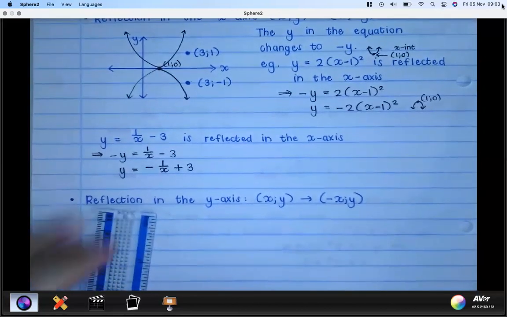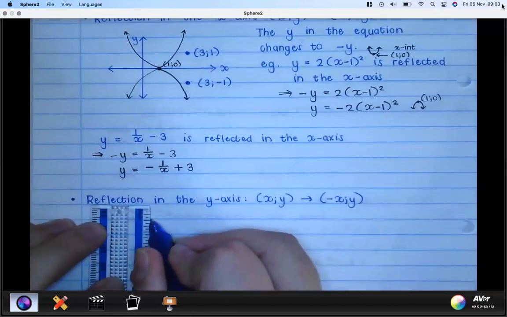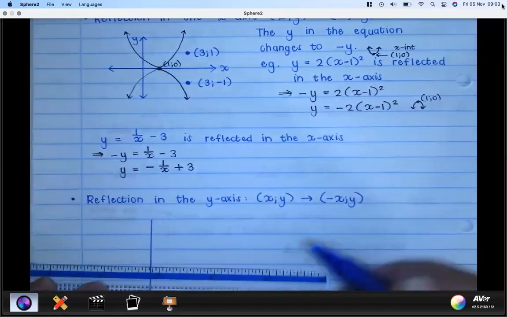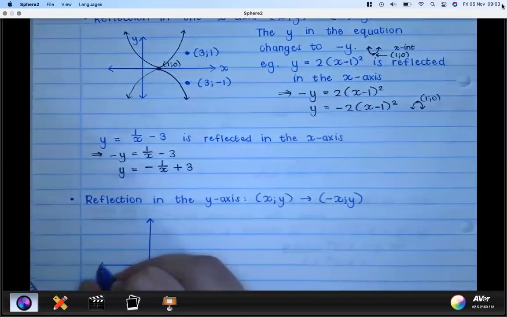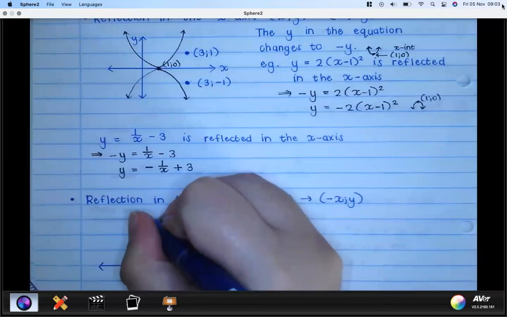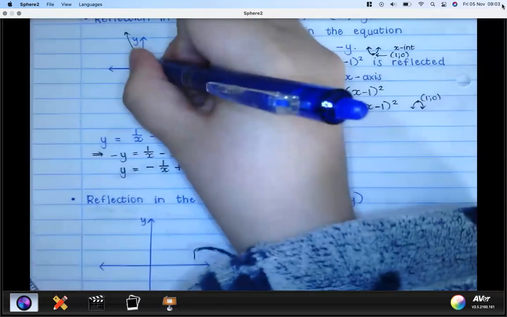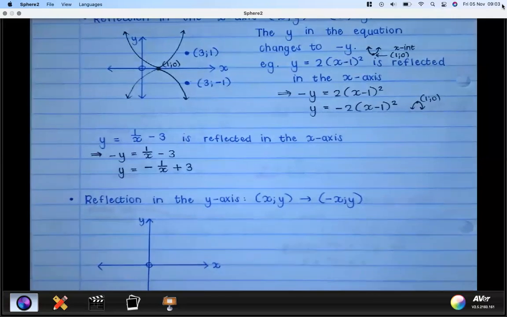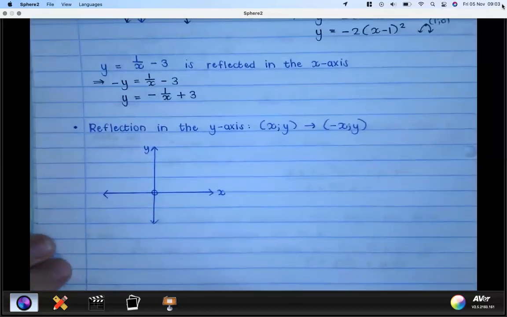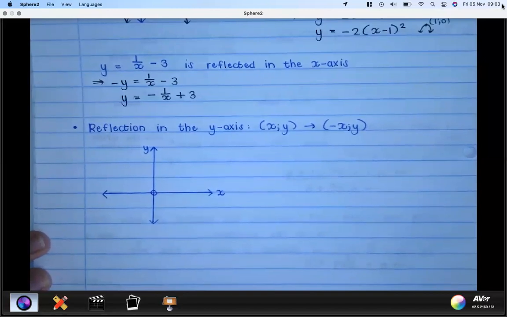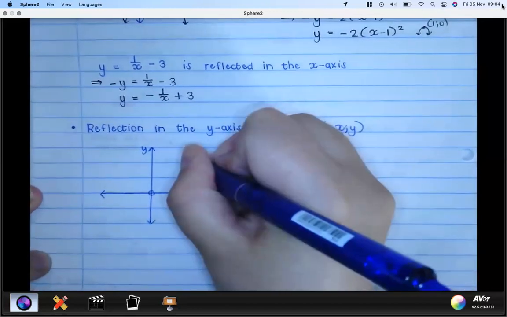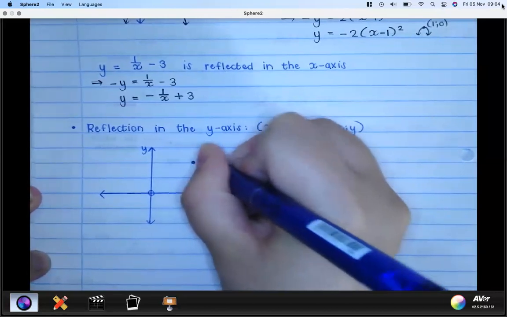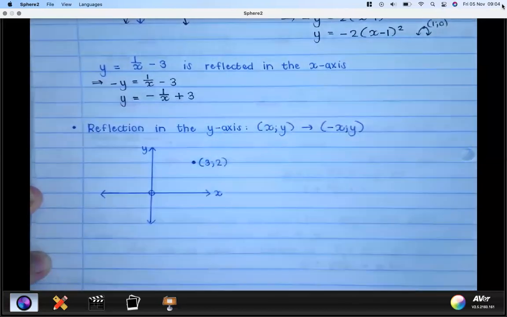All right, I can show you again quickly on a Cartesian plane. Oh, I forgot to put my 0 there. Let's put the 0 there. Okay, this is a bit of a wonky Cartesian plane. Sorry about that. All right, if we now have the same point, well, let's say it's 3, 2 in this case.